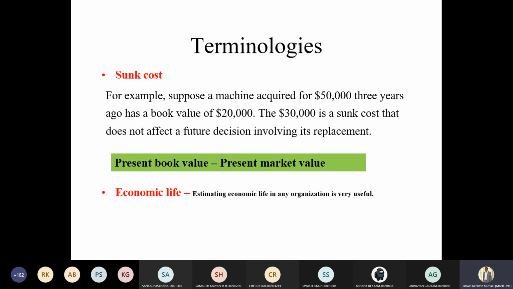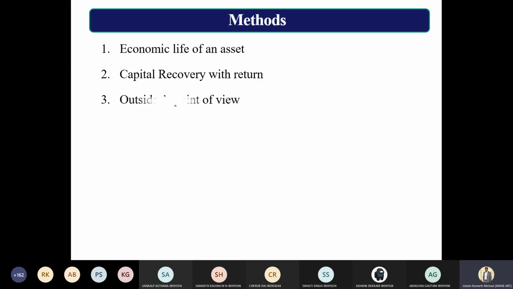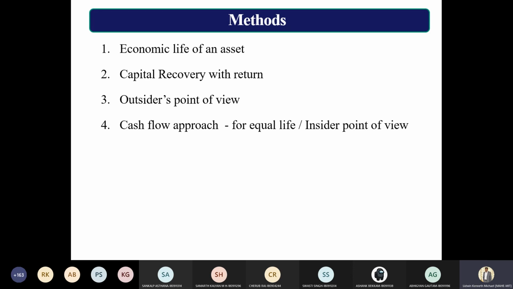Right? So moving on to the different methods. The first method we'll be discussing is the insider's point of view, or the cash flow approach. I'll start from the fourth method, then move on to the third, then the second, then come to the first. So 4, 3, 2, 1. The cash flow approach will be taken first, because it is very easy to understand. Then we'll move to the outsider's point of view, then the capital recovery return, then the economic life of an asset. So you need to make a note of these 4 methods.